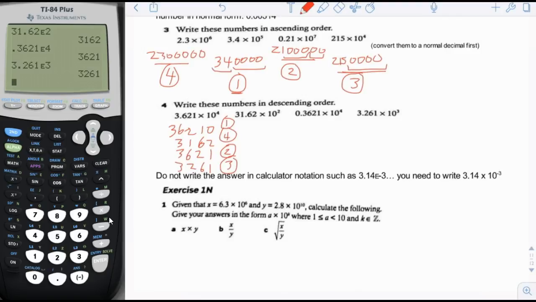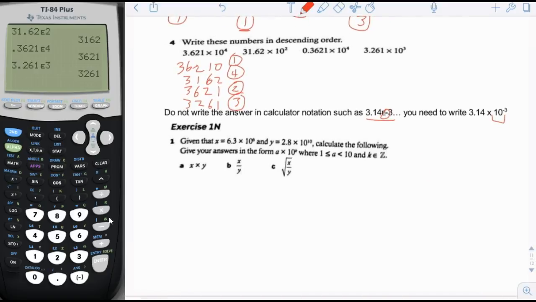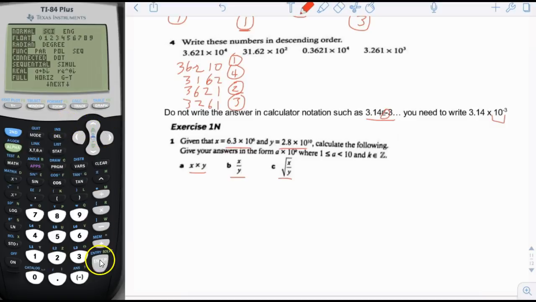When you write, it just says, do not write the answers in calculator notation with EE. You should always write times 10 to the whatever power. Okay, let's do the first problem of section 1N. We have two variables to find there. We're going to combine the variables in these different calculations, and when we get the answer, we want to express it in scientific notation. The easiest way to do that is to make sure your mode is in scientific notation, and then your answers are going to come out in scientific notation, right?